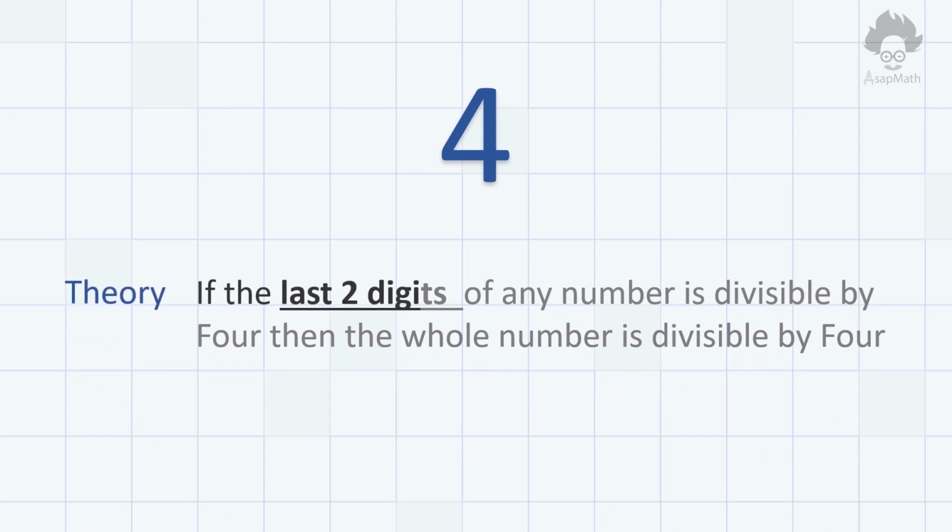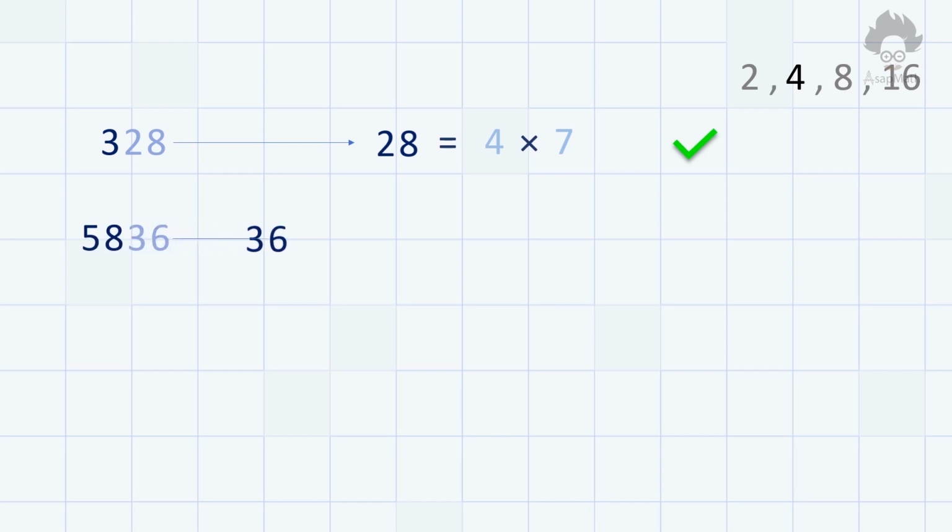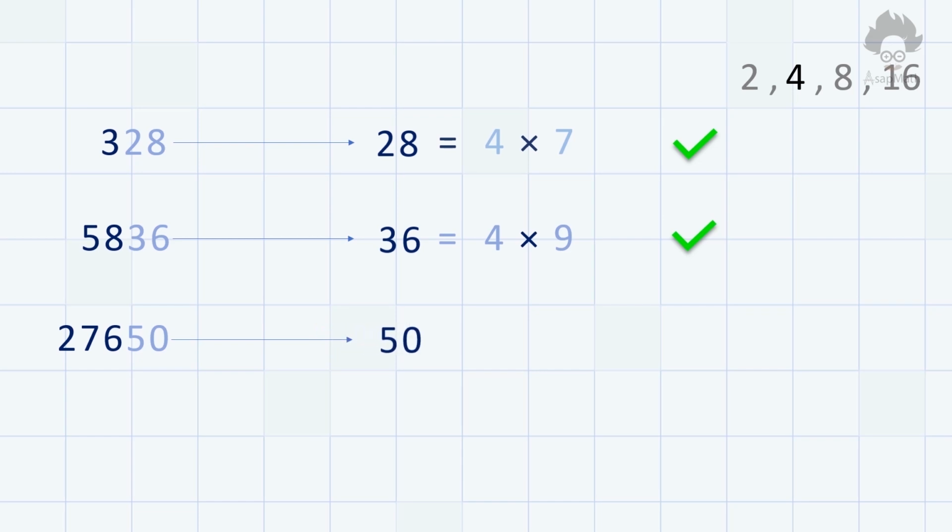Moving on to the next number. If the last two digits of any number are divisible by 4, then the whole number is divisible by 4. We will consider a few examples. Here, the last two digits are considered. 28 is a multiple of 4, so the whole number is divisible by 4. 50 is not a multiple of 4, so we can conclude that the whole number is not divisible by 4.